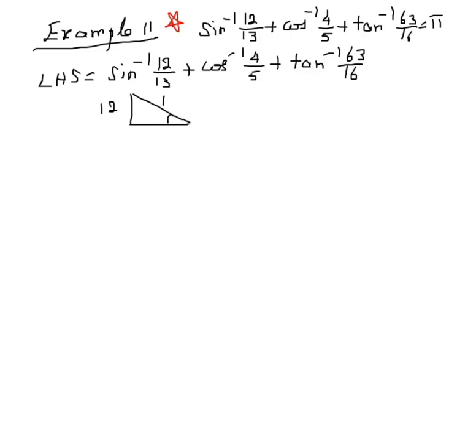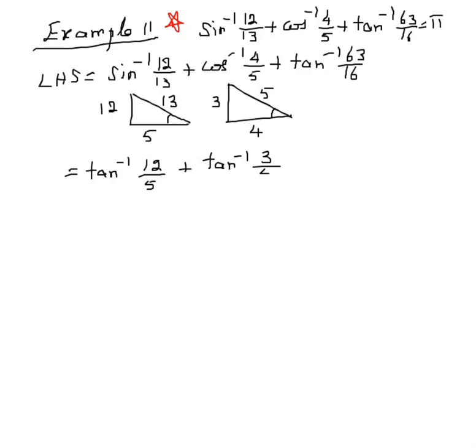Sine is opposite by hypotenuse, therefore adjacent side becomes 5. Cos is adjacent by hypotenuse, therefore the opposite side becomes 3. Sine inverse of 12 by 13 becomes tan inverse of 12 by 5. Plus similarly, let us change cos inverse to tan inverse. It becomes 3 by 4. And the third term is already in terms of tan inverse.